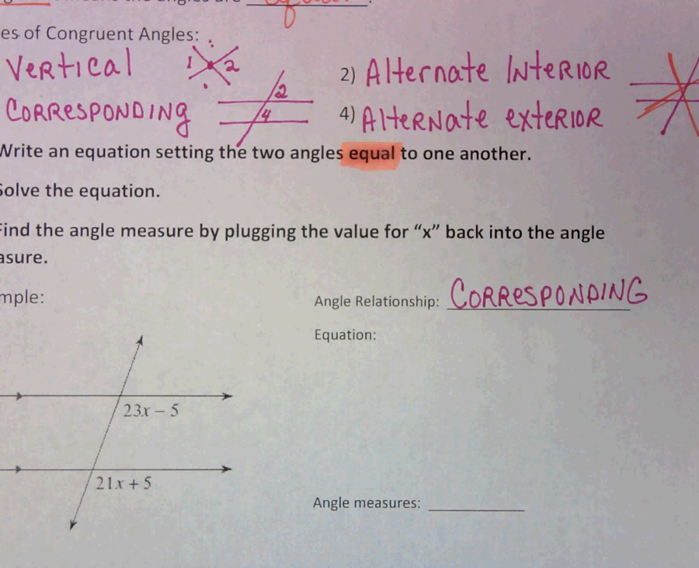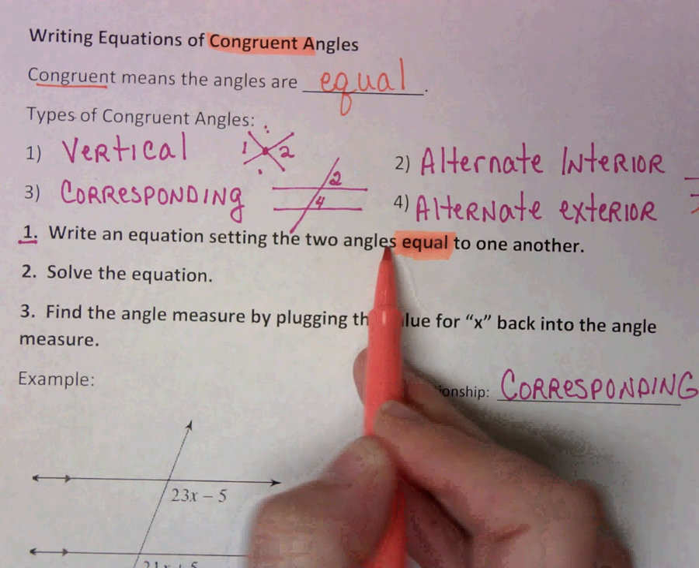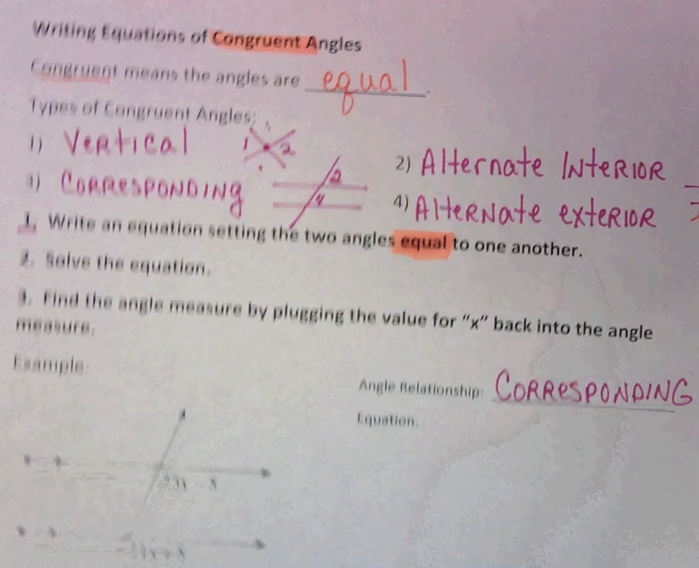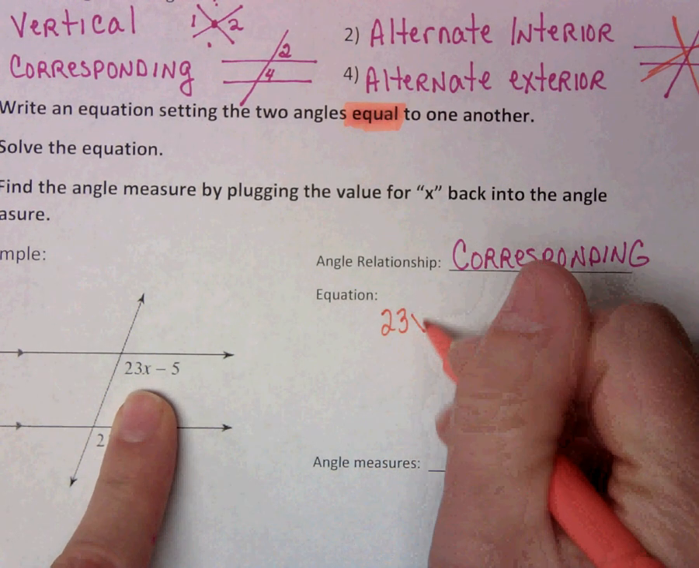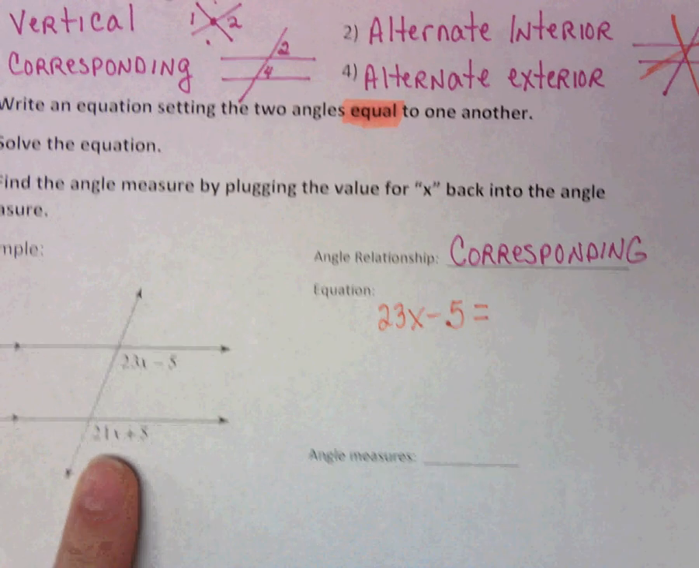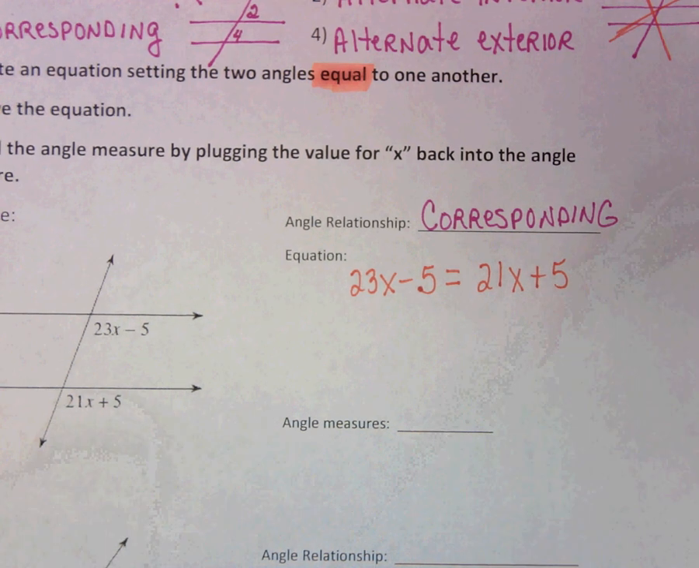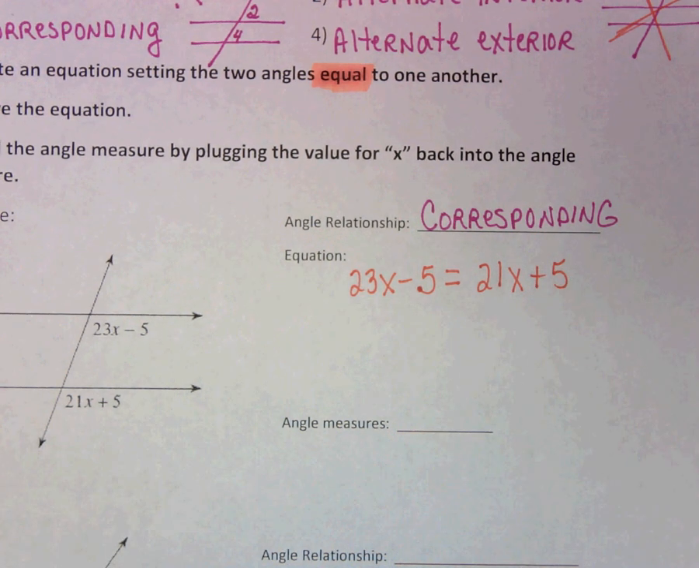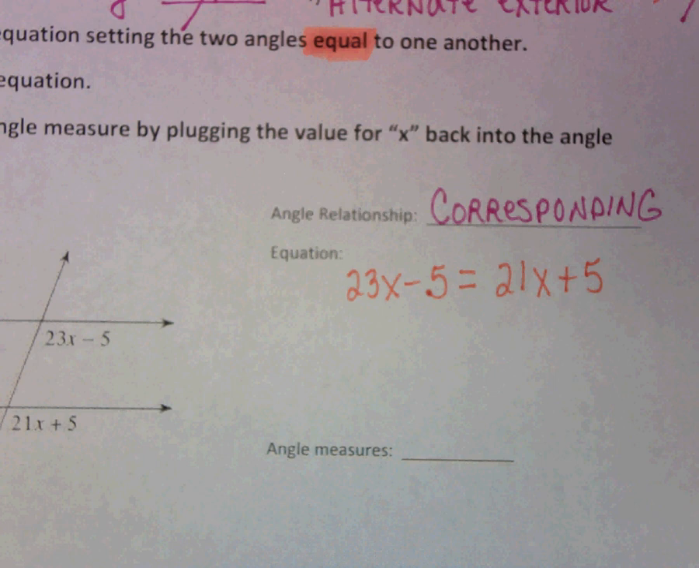Okay? So now we're going to write our equation. It says to set the 2 angles equal to one another. Okay? Well, one angle is 23x minus 5 equals our second angle, 21x plus 5. We said they were congruent, so that means those 2 angles are equal. So I have just stated with my equation that those 2 angles are equal. And so now we're going to solve our equation.